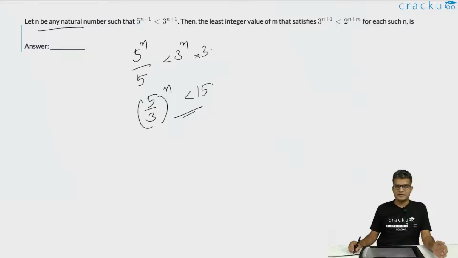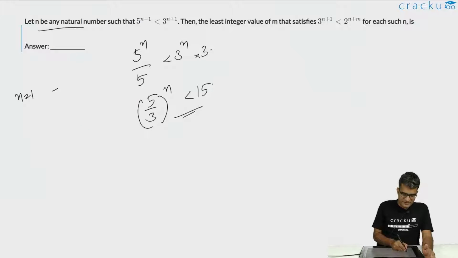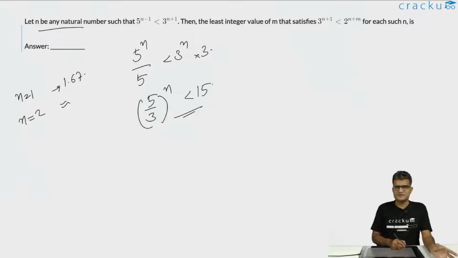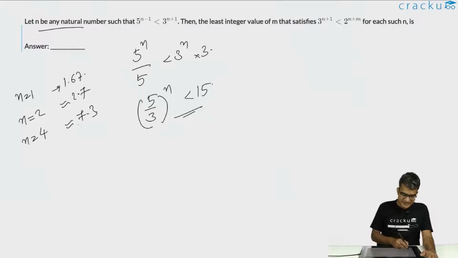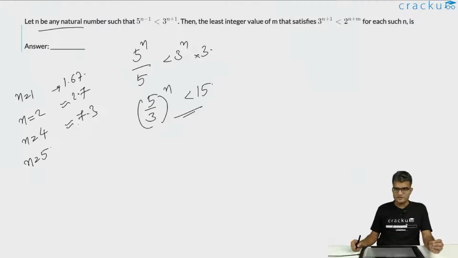Clearly 5 by 3 to the power n increases as n increases. When n is 1, it will be 1.67. When n is 2, it will be approximately 1.67 whole square, so approximately 2.7. When n is 4, it will be approximately 2.7 whole square, which I think will be around say 7.3 or 7.4, something like that. When n is 5, it will be 7.3 into approximately 1.7, so it will be around 12, maybe slightly more than 12.